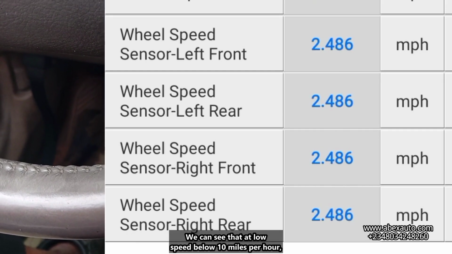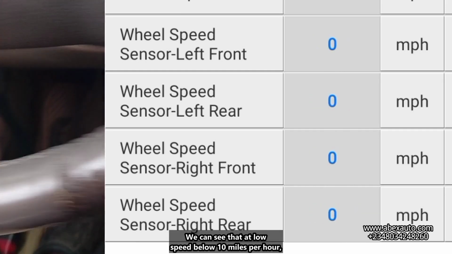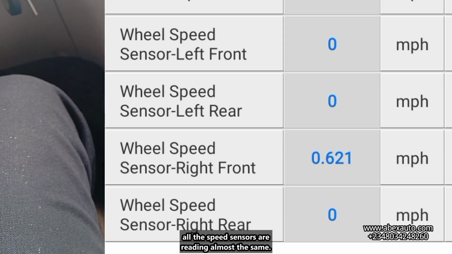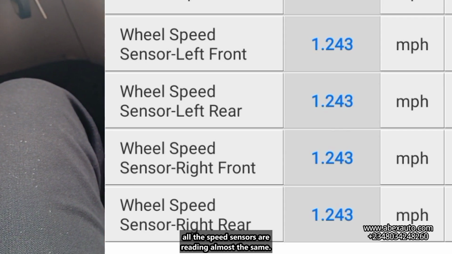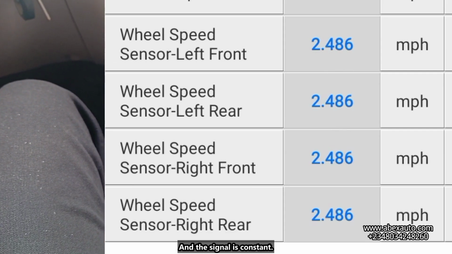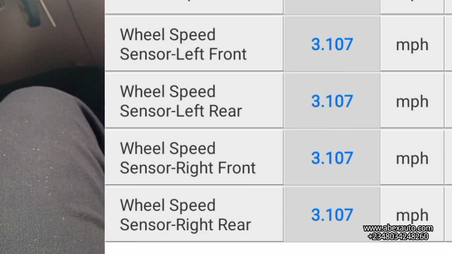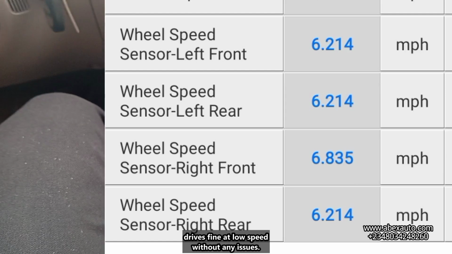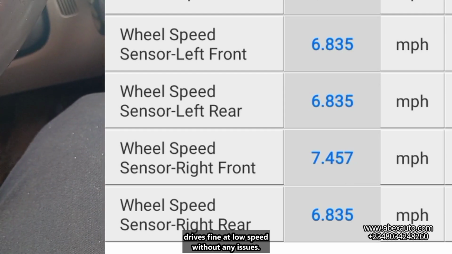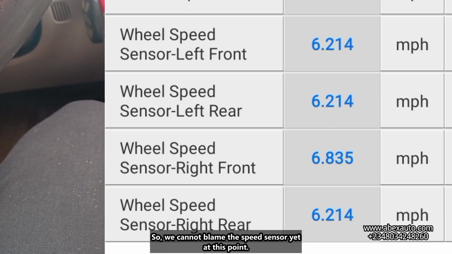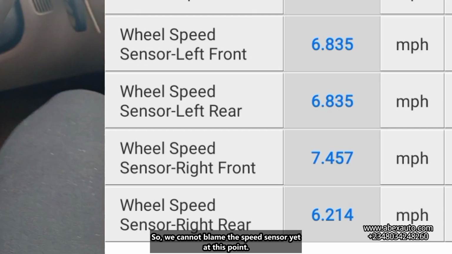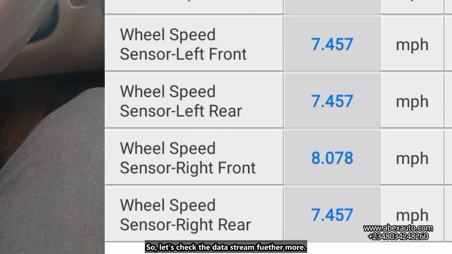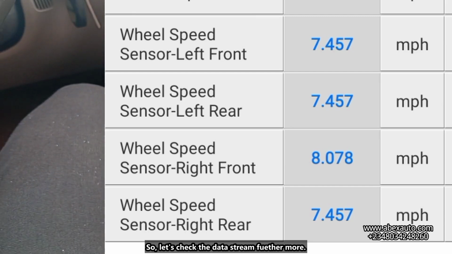We can see that at low speed, below 10 miles per hour, all the speed sensors are reading almost the same and the signal is constant. And that explains the reason why the vehicle drives fine at low speed without any issues. So we cannot blame the speed sensor yet at this point. So let's check the data stream furthermore.